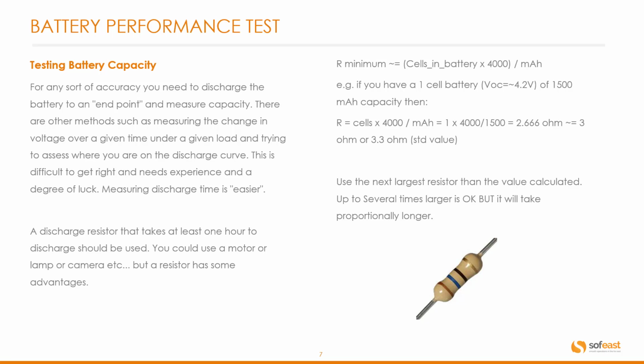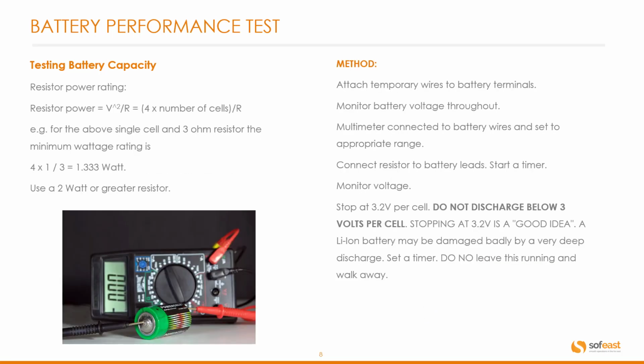We suggest that you use the next largest resistor than the value calculated. For example, we calculated 2.66, but the standard one is 3.3 ohms. You can actually use several times larger. It's okay, but it will just take proportionally longer to discharge. So let's take that one step further.